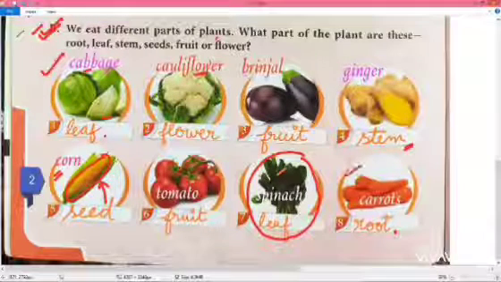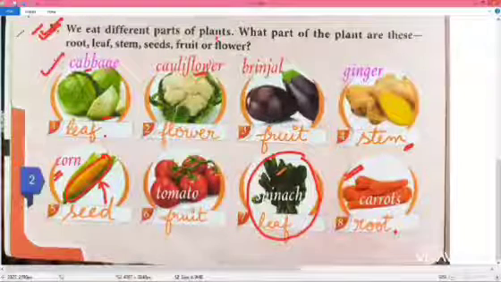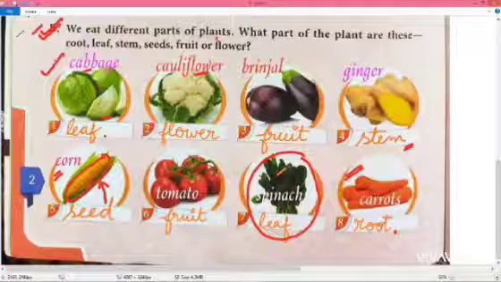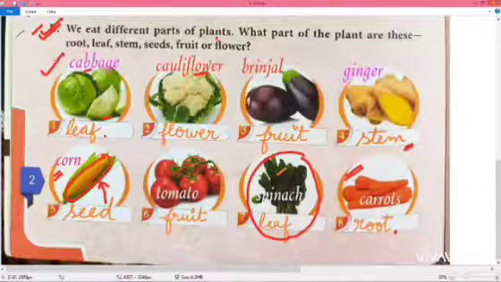Then this picture is of a carrot. Carrots are which part? They are the roots of a plant, and the plant stores its food in these roots, and we also eat it.